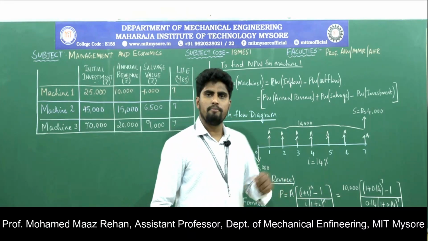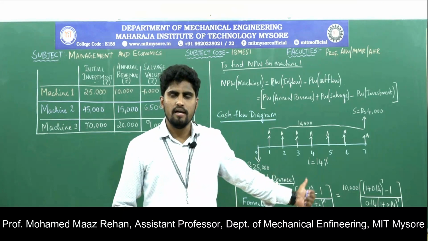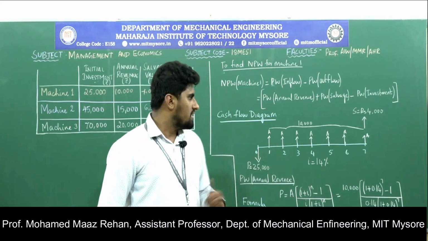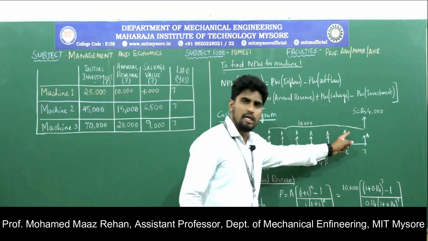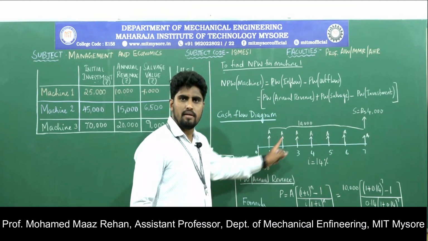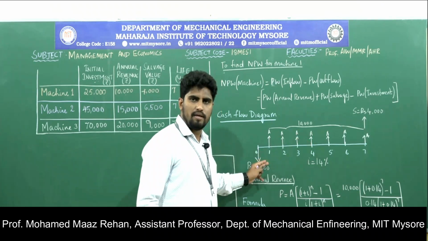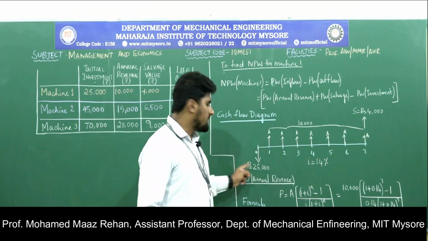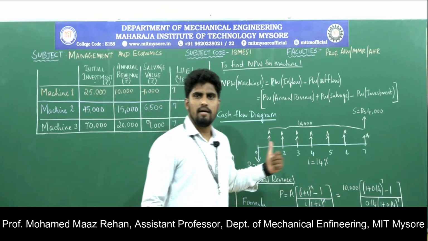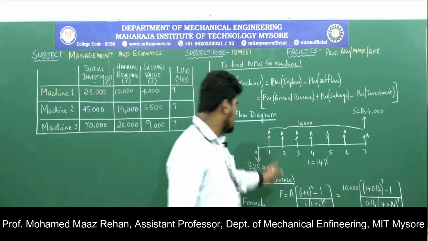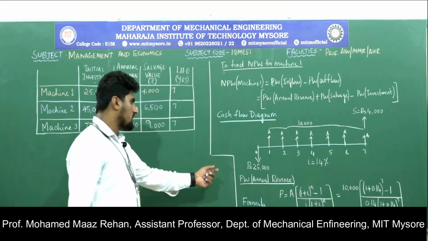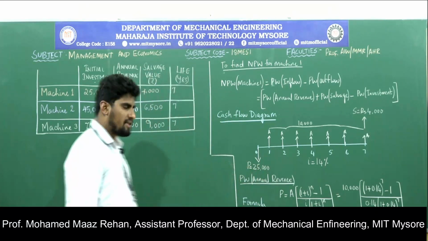So here there are two approaches. One is the formula method, and one more is by using the interest table method. Basically, what we have done is converted A to P. It means we have converted at time 0. Why? Because we are proceeding with the net present worth. So how do we find it by using the interest table method?